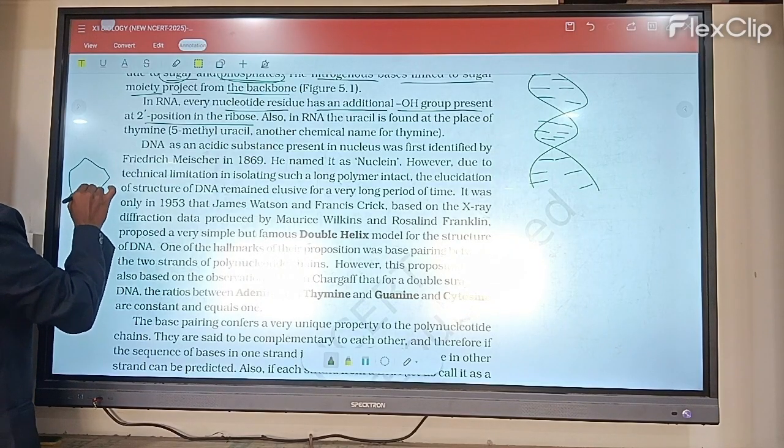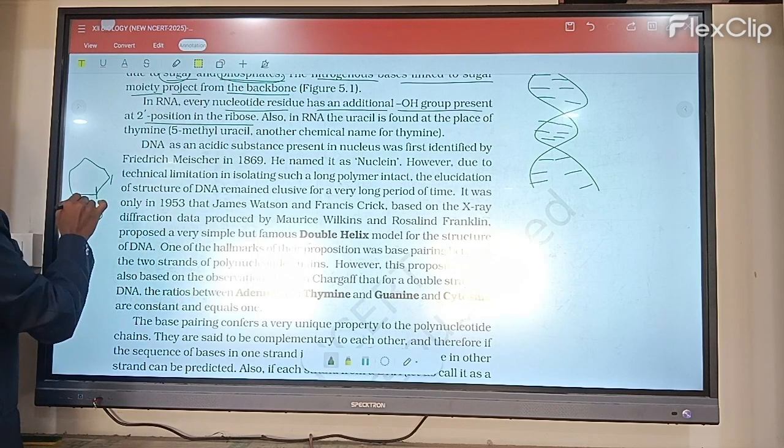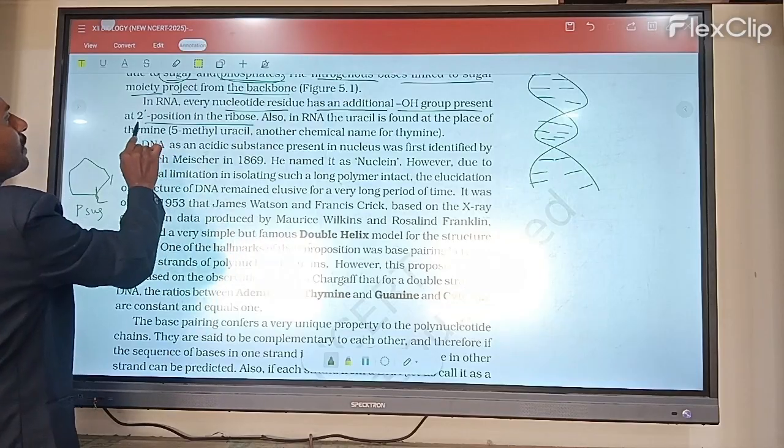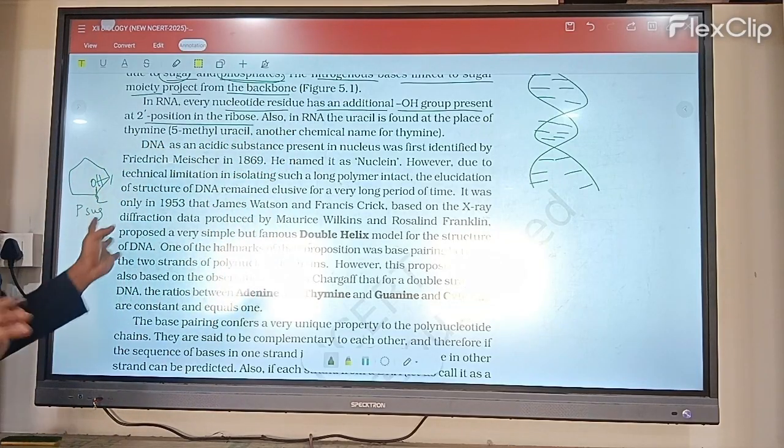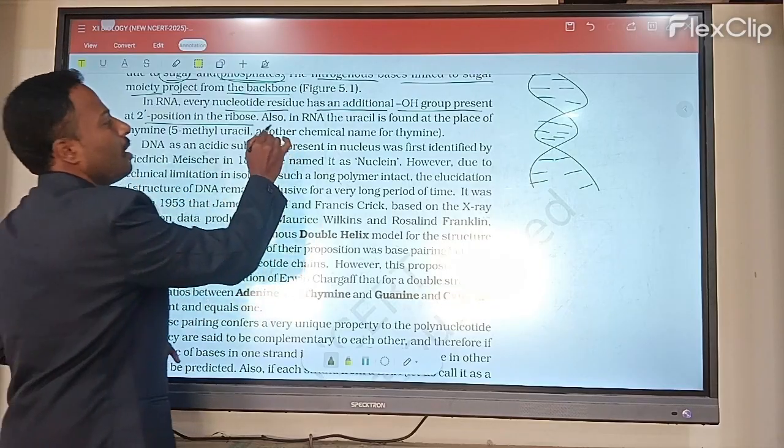So in the second carbon position, see here, it is the first carbon, and this is the second carbon. Am I right? In the second carbon position, what are we saying? In the second position, an OH group is present. Here the OH group is present. That is called what? That is completely called RNA.